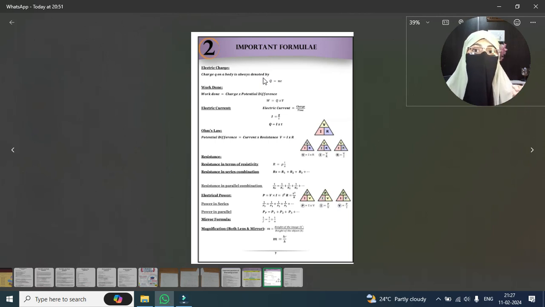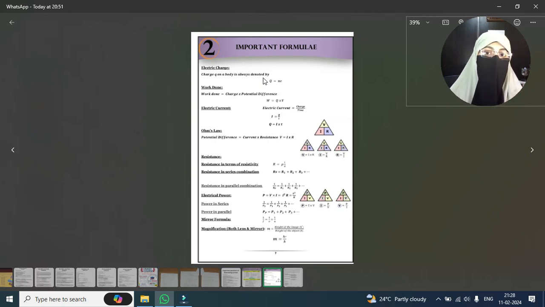The charge Q on a body is denoted by Q equals Ne, an integral multiple of the charge of electrons. N will be the integer 1, 2, 3, how many electrons. E will be the charge of an electron, which is basically 1.6 into 10 power minus 19. N will be that integer, that is the number of electrons. So that basically will give you the charge on a body.